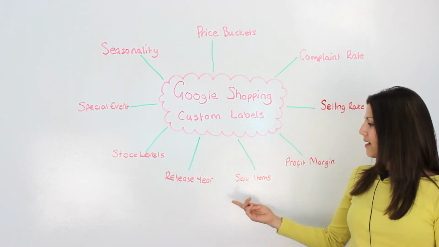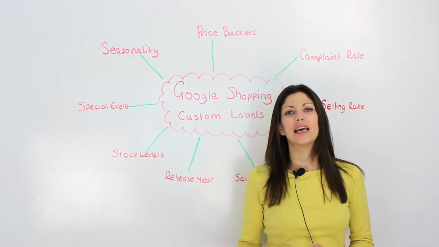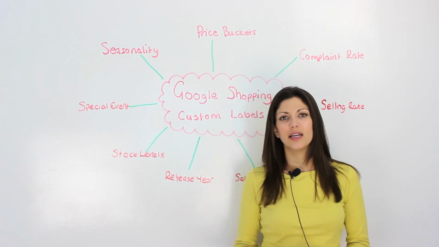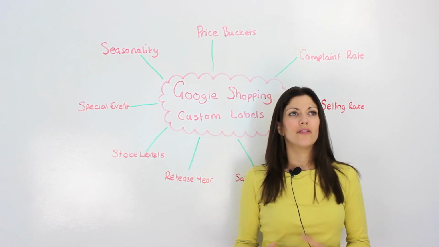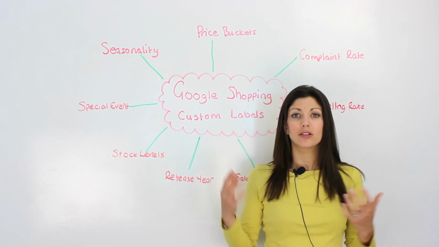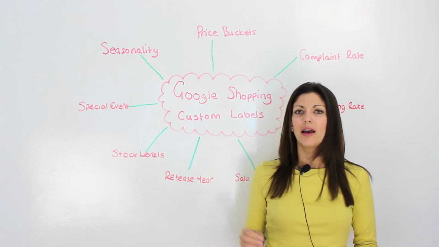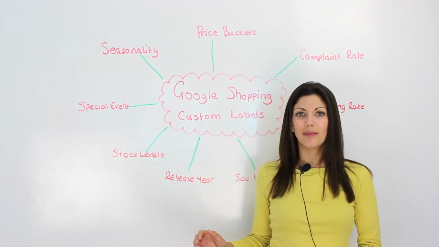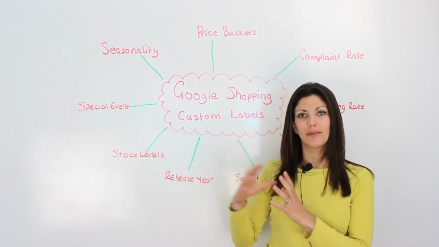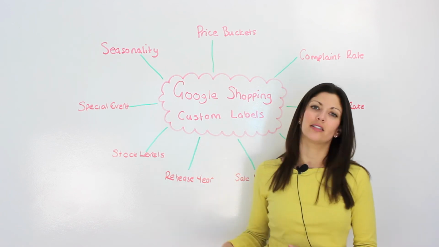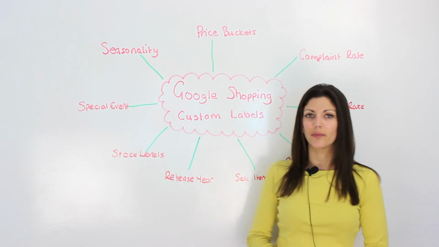And then the other one here is release year. If you were selling something like CDs, DVDs, or even cars, you could be selling all sorts of stuff on the shopping market, like model cars. There could be specific release years that come out, and again, grouping your products based on that, there could be bidding strategies that can really work well for you.